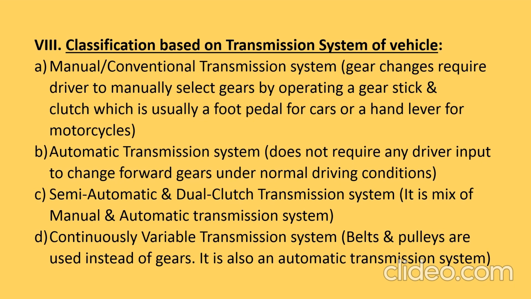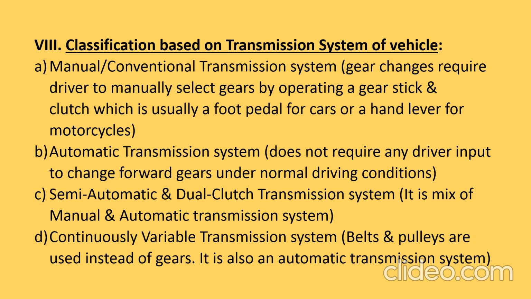Automatic transmission system: here it does not require any driver input to change forward gears under normal driving conditions. Semi-automatic and dual clutch transmission system is a mix of manual and automatic transmission systems. Then next is the continuously variable transmission system. In this type, belt and pulley are used instead of gears. It is also an automatic transmission system.